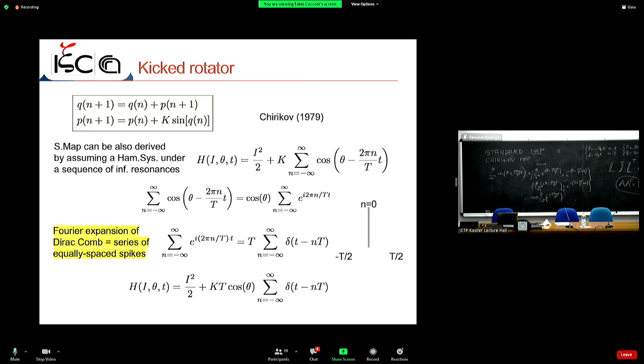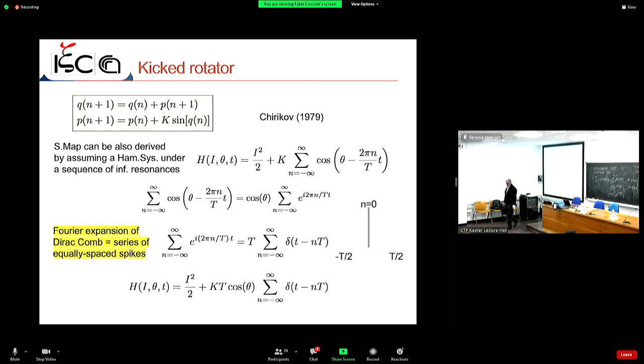And this is this formula, basically, no? I rewrite this formula, using the fact that this is an expansion of what is called the Dirac comb. Have you ever seen the Dirac comb? No?